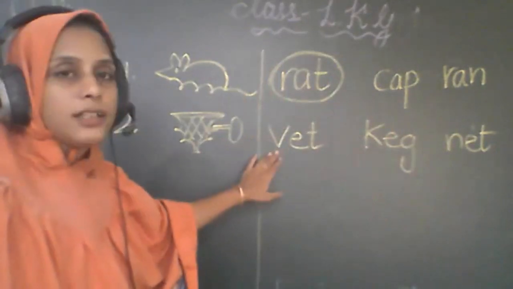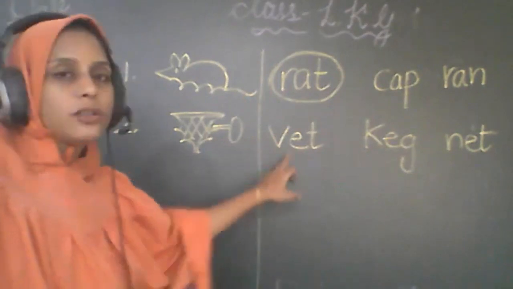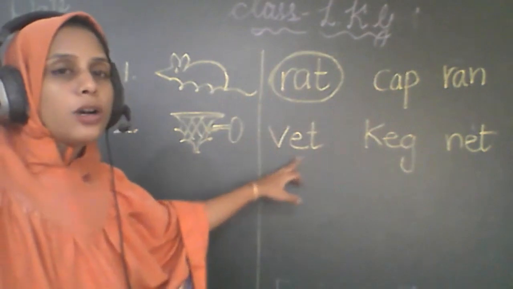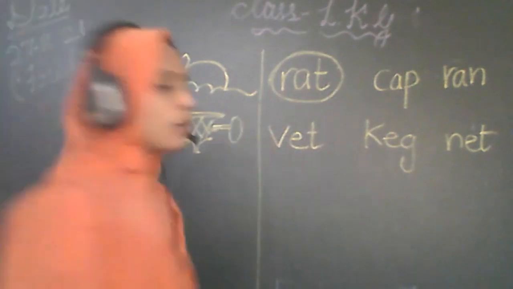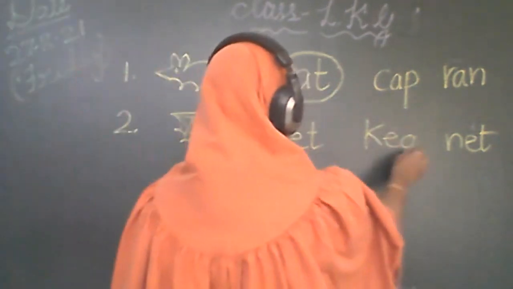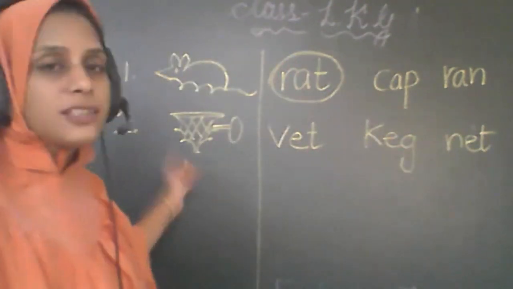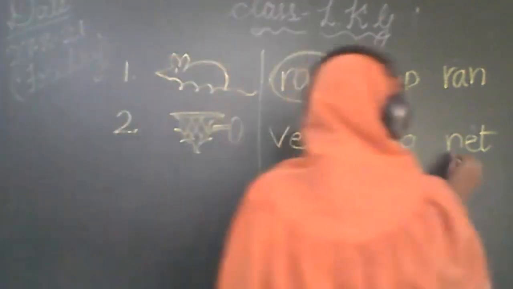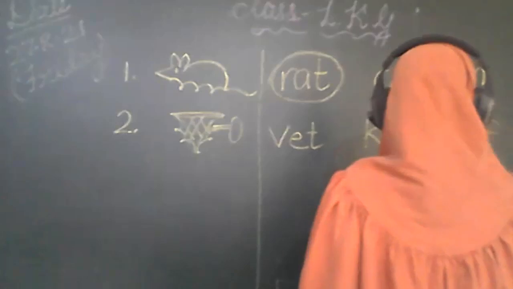Look, read. Come on, look in your copy and read it. Wo at wet. So this is not correct. Now come to next. K-E-G. Keg. This is also not correct. This is not keg, it is net. Now third one. N-E-T. Net. Yes. This is the correct word for net.